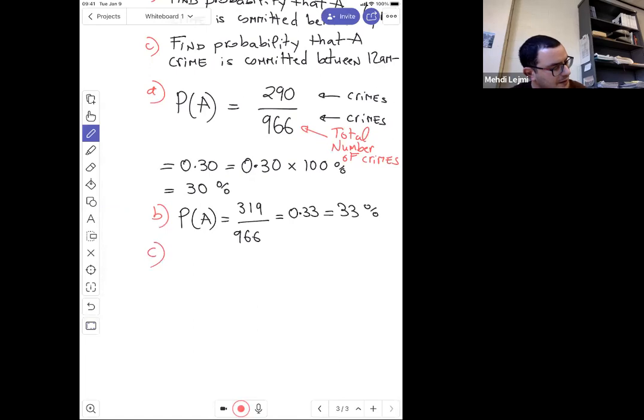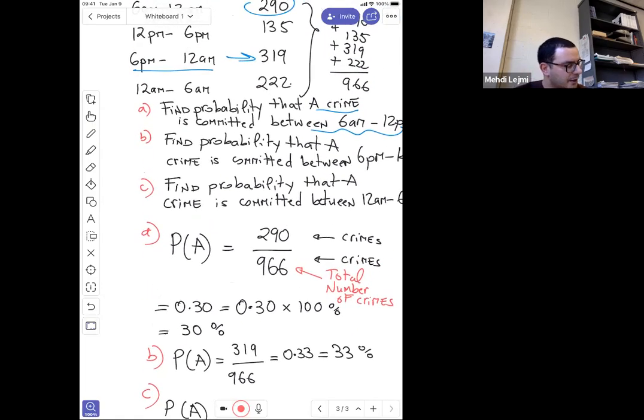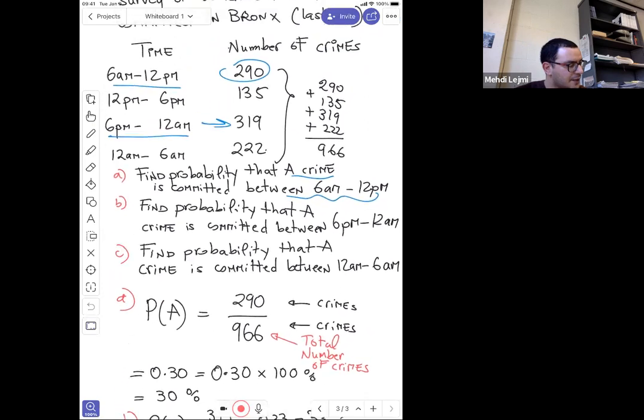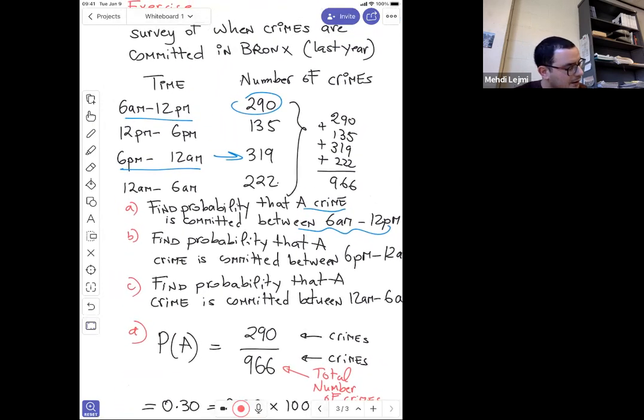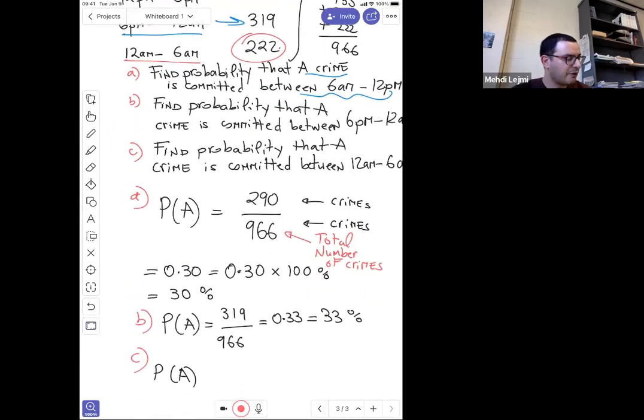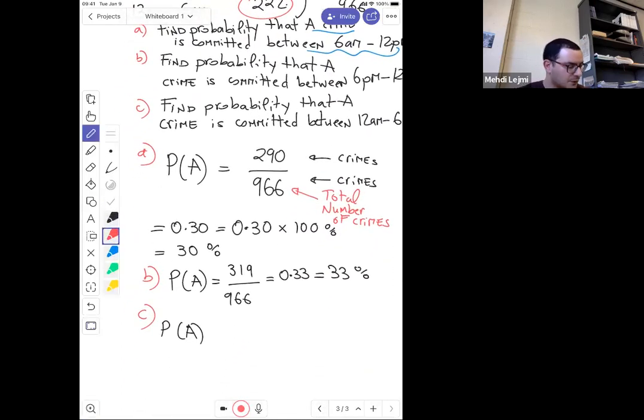C, the idea is the same. Now in C, we are interested in the number of crimes committed between 12 a.m. and 6 a.m. So 12 a.m., 6 a.m., it's just right here. So we have 222 crimes. Out of how many crimes in total? Well, in total, we have 966. So that's 222 out of 966. And again, keep in mind, guys, the top and the bottom, they have the same units.